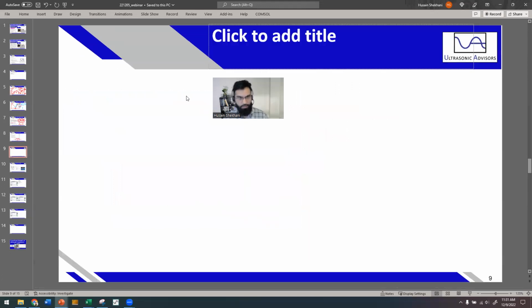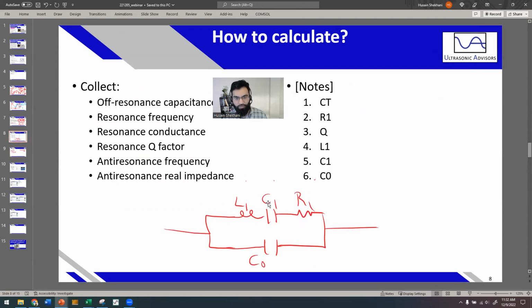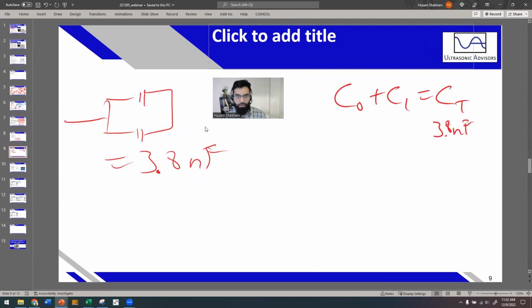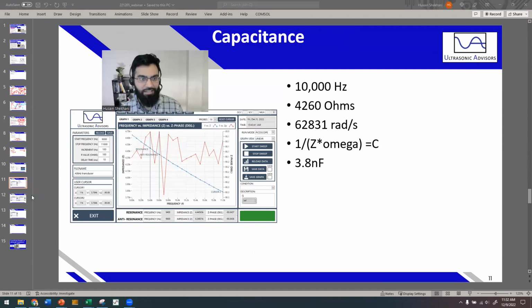So what does that exactly tell us? This part right here, the top and bottom added together, is 3.8 nanofarads. So basically C0 plus C1 equals CT, and that's 3.8 nanofarads. So we have actually calculated not a value just yet, but the addition of two values. So that's actually one equation that we have. All right, let's continue. We're already getting some progress. This is probably the easiest step there, to calculate capacitance.